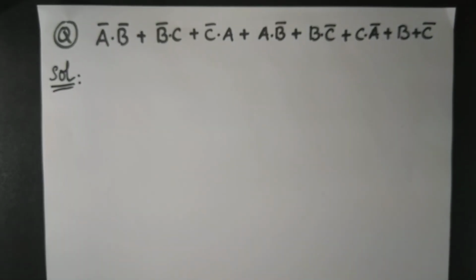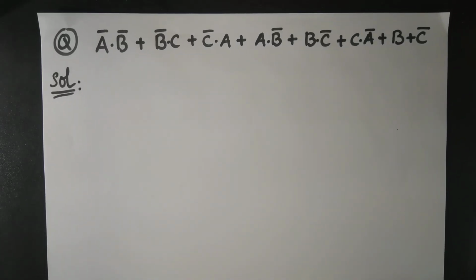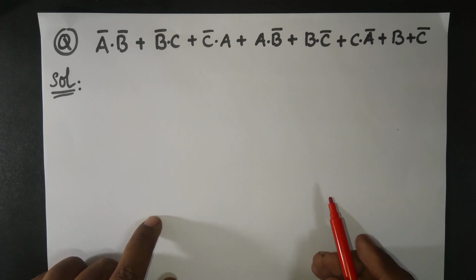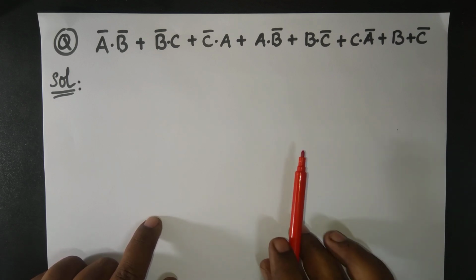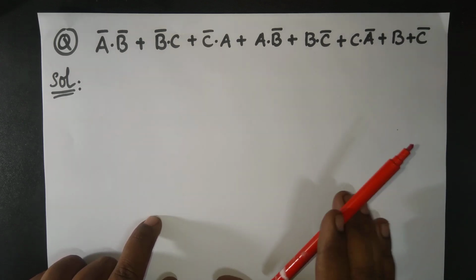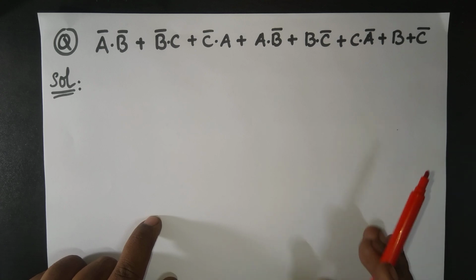Say it is asked for 1 mark, so you have a maximum of say 50 seconds. How do you utilize the 50 seconds for this question? Observe carefully. Can we do something here? Can we apply any Boolean laws to simplify this?